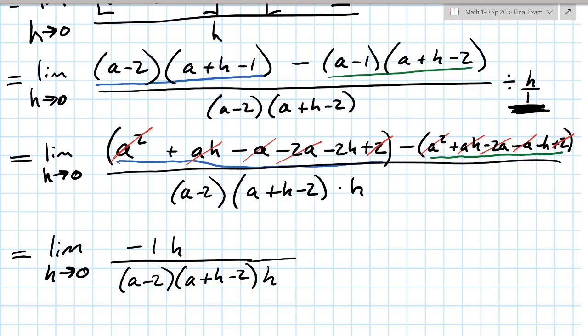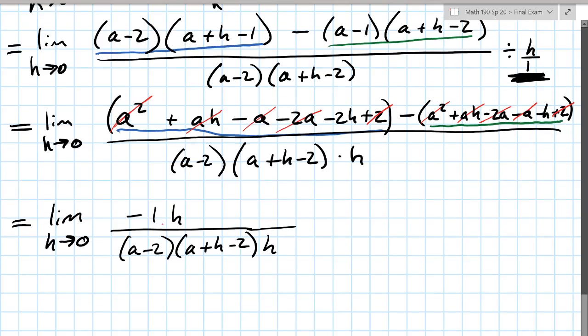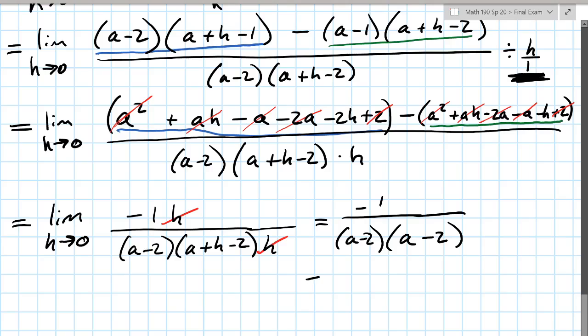And now we're up to the point where we can simplify the h's in the numerator with the h's in the denominator. That was the thing that was causing the problem of 0 over 0. Now that we've taken care of it, we can use direct substitution with h equals 0. So I've got negative 1 on the top. I've got an a minus 2 on the bottom. I have an a plus 0 minus 2 on the bottom. Or if you prefer, negative 1 over a minus 2 squared. And that is our f prime at a.